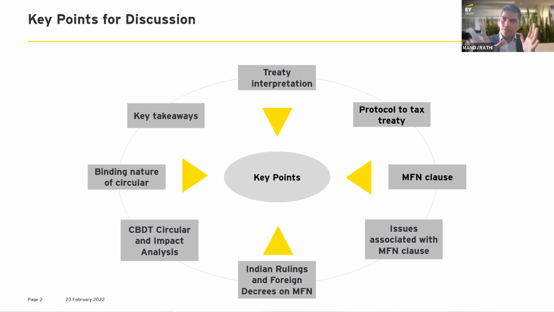The primary objective of MFN is really that the state which has signed a treaty with the other country is not prejudiced by a favorable treatment that the other country has now started to give to a third country. MFN really is a mechanism to bring within its ambit any benefit that the other contracting party is giving to a third nation.